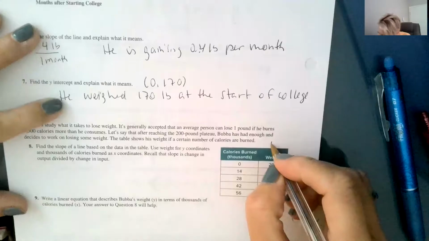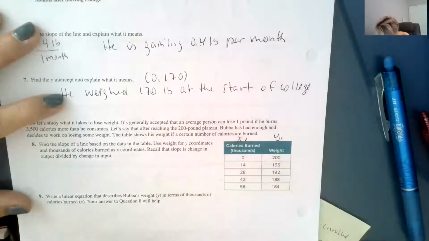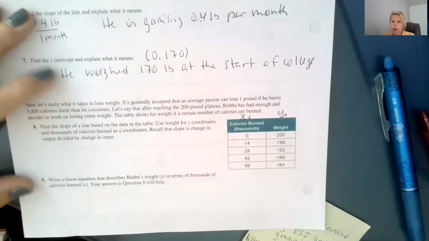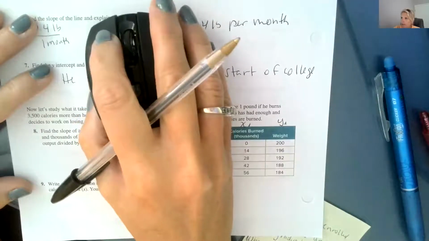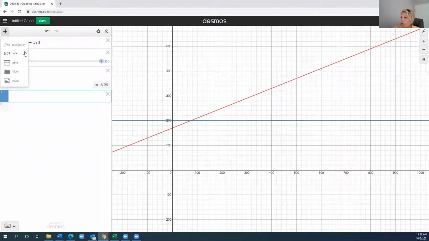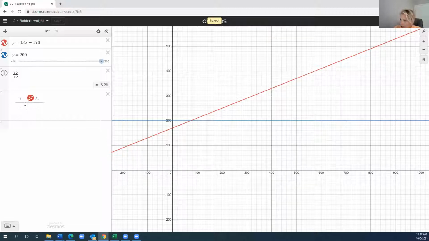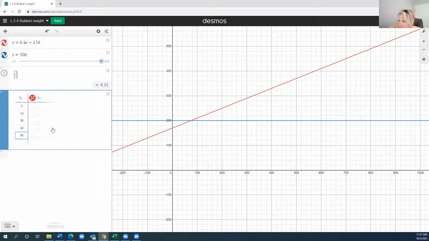So this is going to be our y1, because remember when we put in data, it's using x1 and y1 or x2 and y2. And thousands of calories as x coordinates. So this is the number of calories he's burning and how much he's going to weigh. So we're going to go back to Desmos and put this in and have Desmos generate an equation for us, because we like that. So we're going to put in a table and I'm going to name this lesson 2.4, Bubba's weight. So x1 is going to be calories, so 0, 14, and this is in thousands, so 14,000, 28,000, 42,000, 56,000, and so on.